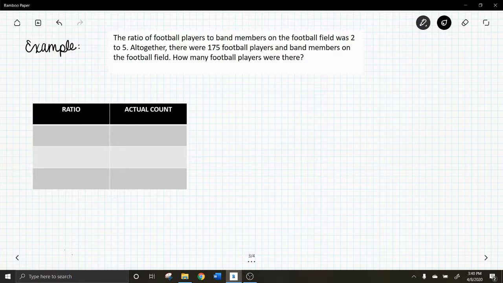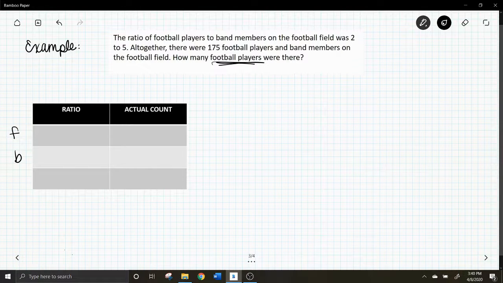So here's our example. The ratio of football players to band members on the football field was 2 to 5. Altogether, there were 175 football players and band members on the football field. How many football players were there? So we have football players and band members, and then I'm going to put total at the bottom here. The ratio is 2 to 5. So 2 goes with football players, 5 goes with band members. And if we add up that first column, our total according to our ratio is 7.